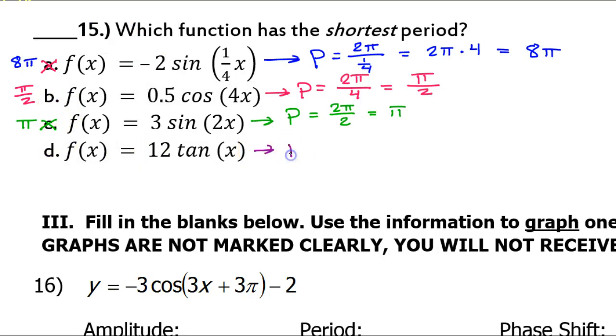And now for this one, the normal period for tangent is pi. Now the b value is 1, so this function will simply have a period of pi. So pi over 2 is the shortest. So the answer to number 15 is going to be B.